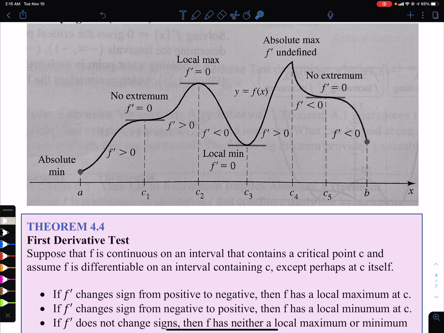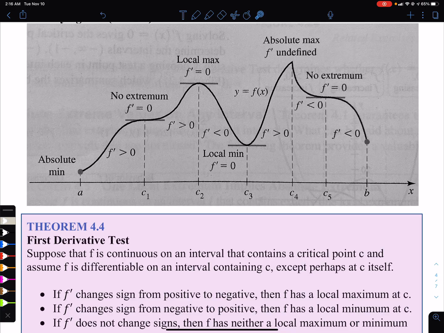Watch. Positive derivative, negative, negative. Look, when the derivative changes from positive to negative, you have a relative max. Look here. The derivative is negative, derivative is positive. When the derivative changes from negative to positive, you have a relative min. Look, positive slope, negative slope. When the derivative changes from positive to negative, you have relative max. Here, positive slope, positive slope. When the derivatives don't change signs, you have neither a relative max or min.